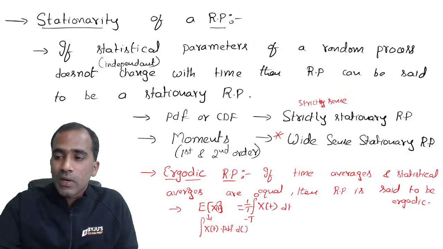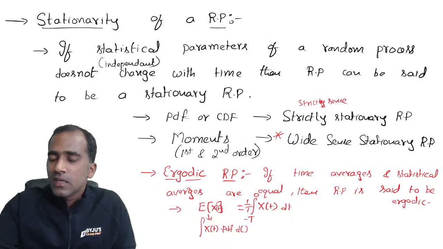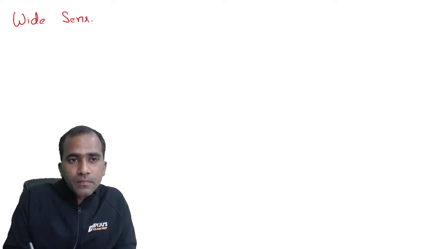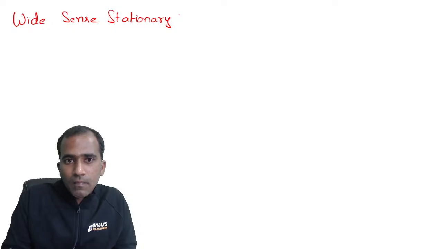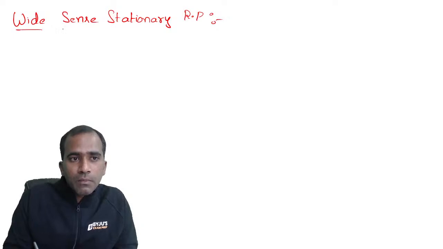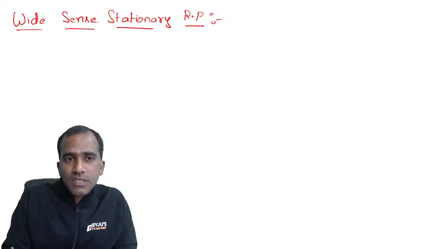So I hope you have understood what is stationarity and what is specifically wide sense stationarity and also ergodic random process. So moving forward, we'll talk a little bit more about wide sense stationarity. Wide sense stationary random process. What are the properties exhibited by wide sense stationary random process?